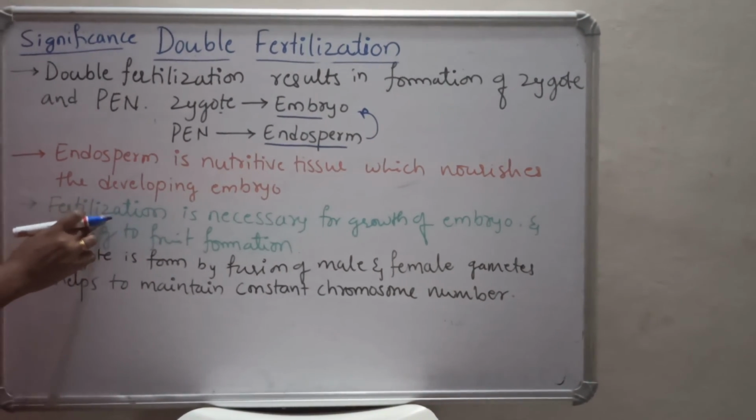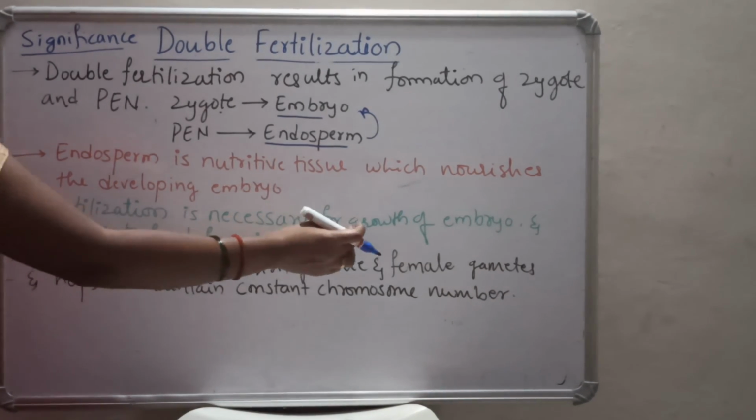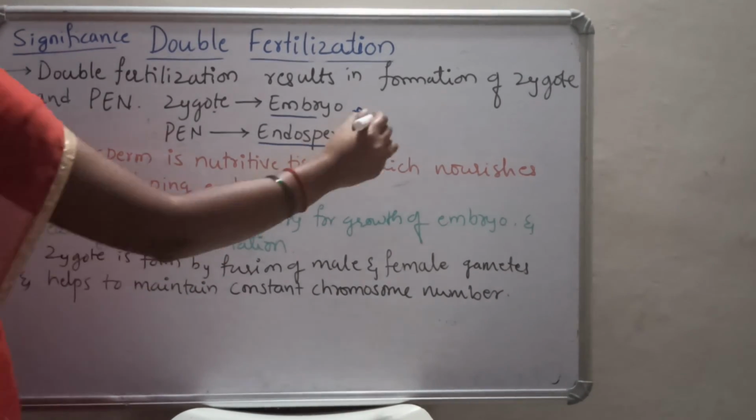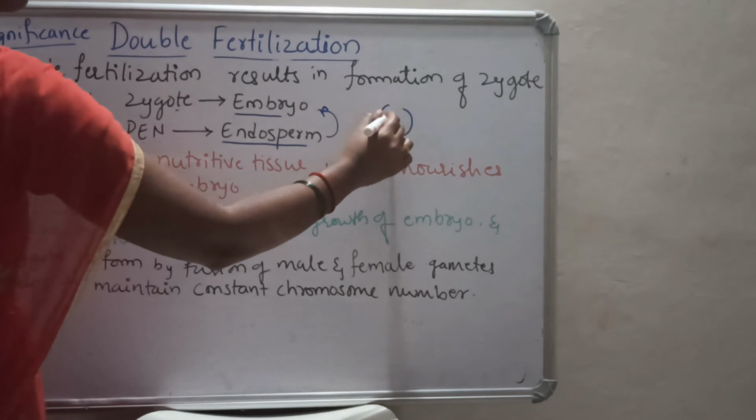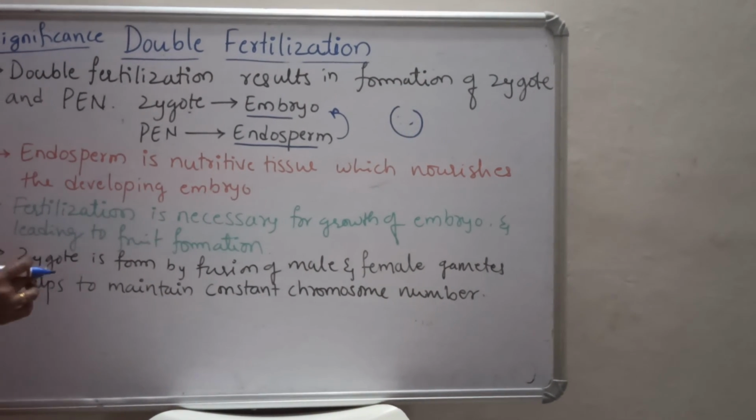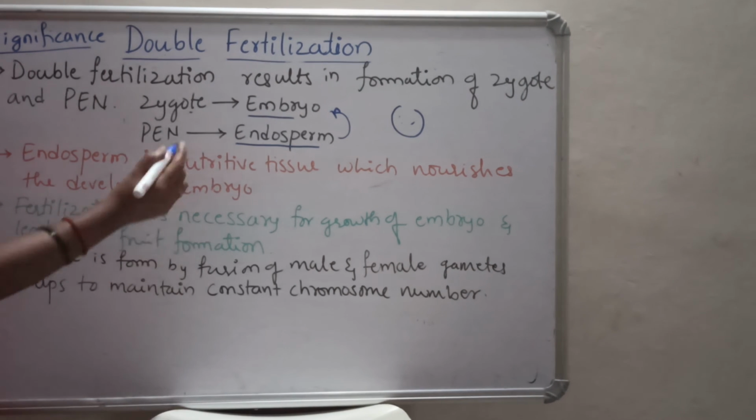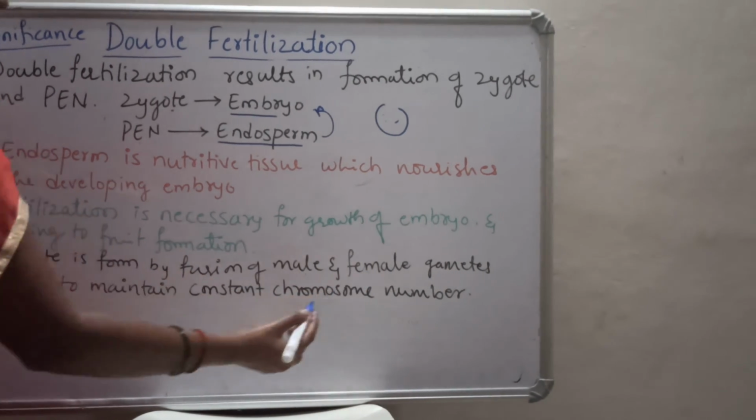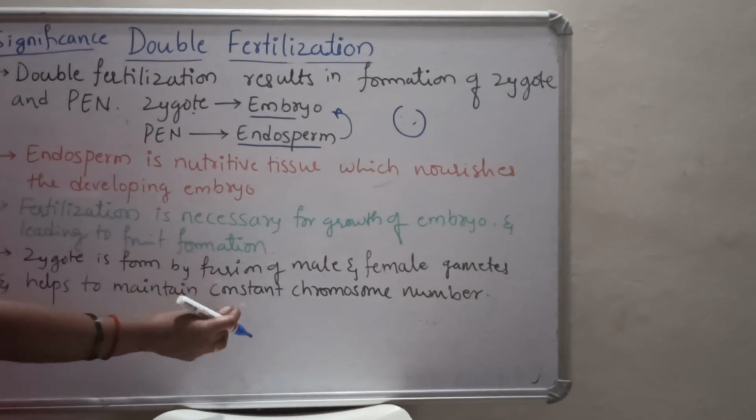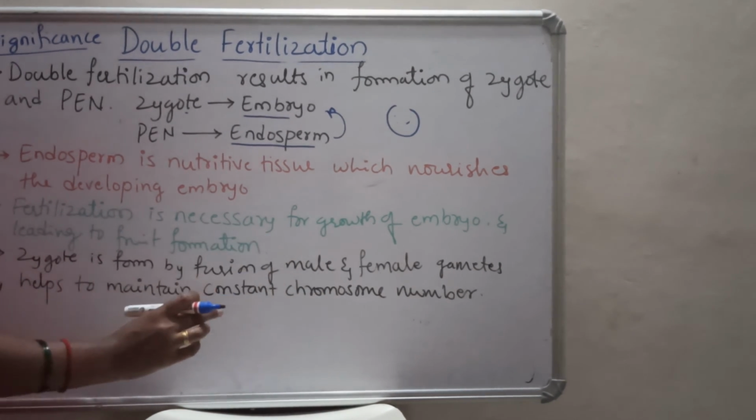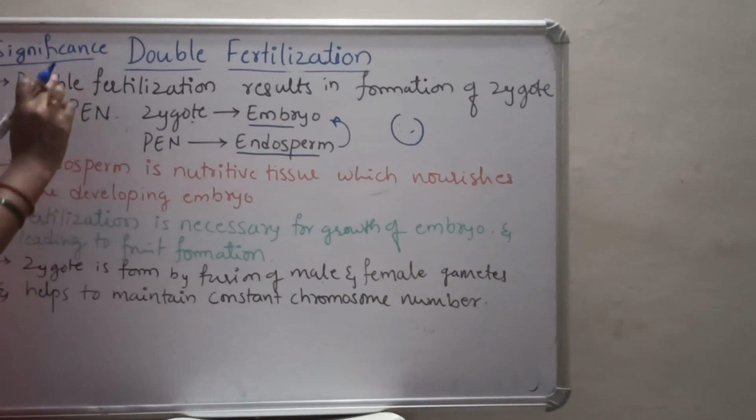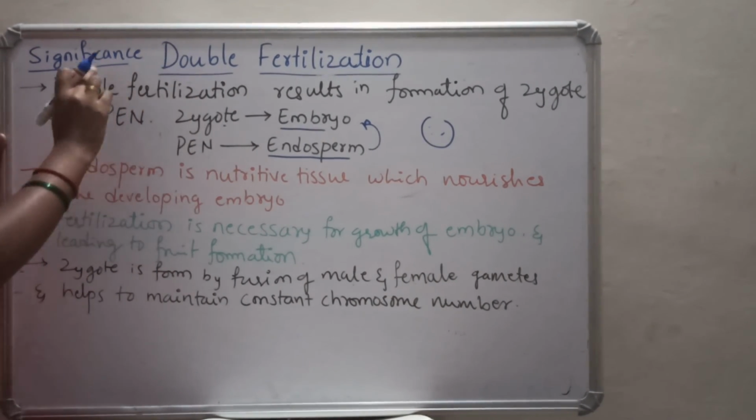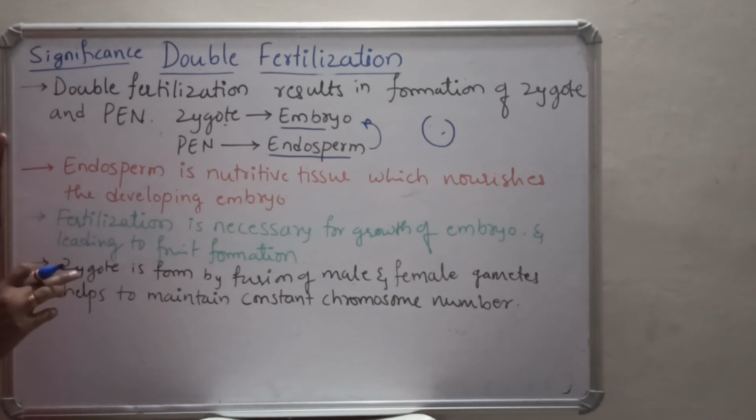And the third one is that fertilization is necessary for growth of the embryo and leads to fruit formation. After fertilization, the ovary becomes the fruit. And the next one, the zygote is formed by the fusion of male and female gametes, and it helps to maintain the constant number of chromosomes. These are the significance of double fertilization, and this is today's class, double fertilization and the significance of double fertilization. Thank you.